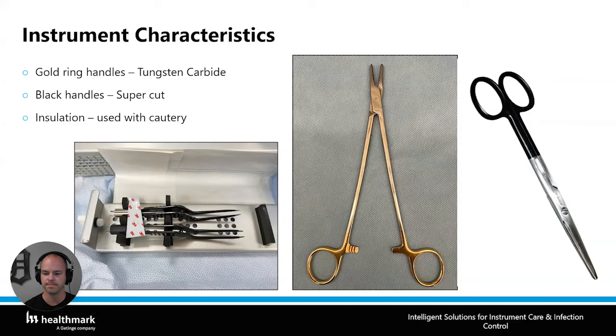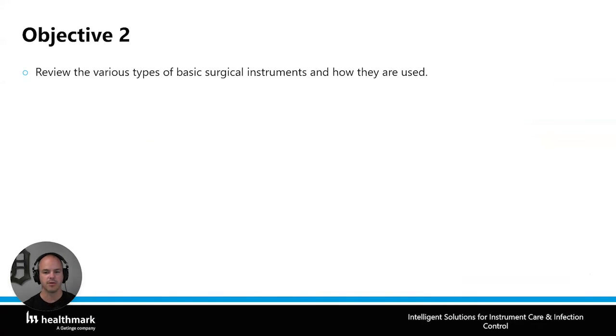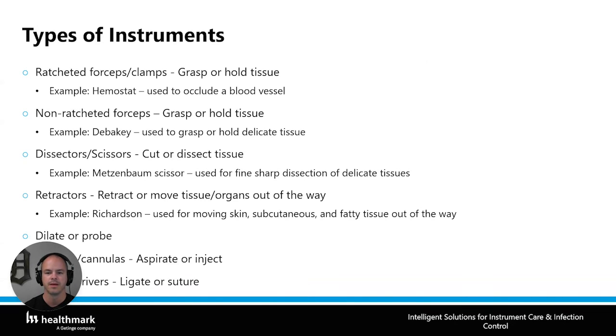Which is really important. All right, so switching into objective 2, we want to review the various types of basic surgical instruments and how they are used. So we talked about this a little bit, but we have ratcheted forceps and clamps. These can grasp or hold tissue. An example of this would be a hemostat, and that's used to occlude a blood vessel. It can be used for other things as well, but that's the primary purpose.